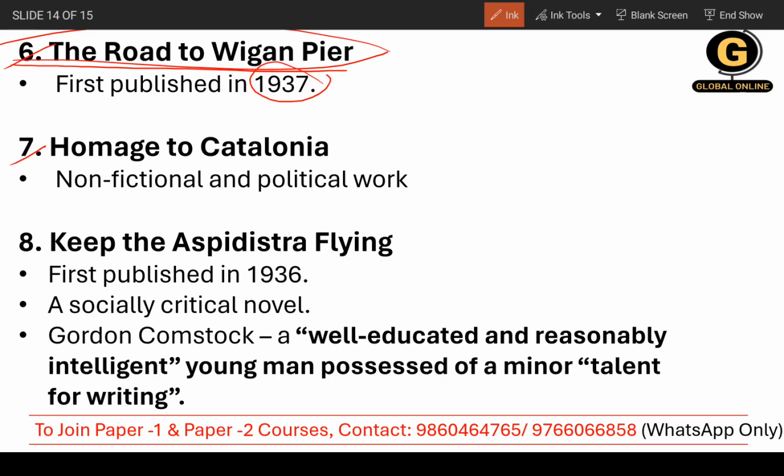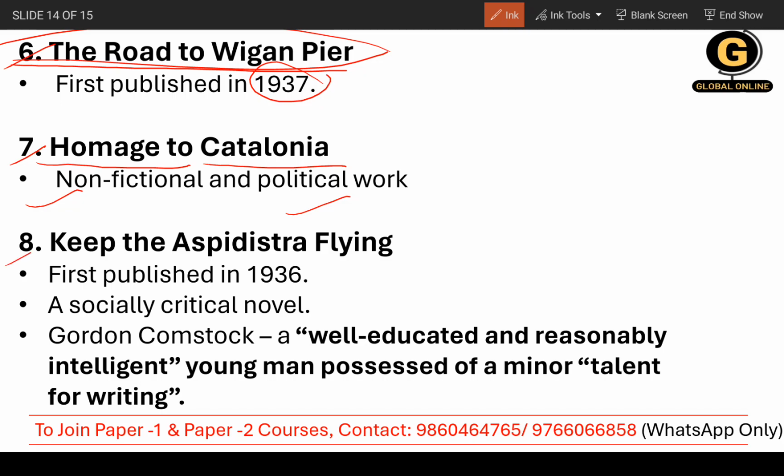Now the seventh work in the slide, Homage to Catalonia. It's a non-fictional and political work. It must be talking about politics and all. It's a non-fictional work, so it must be based on some facts.